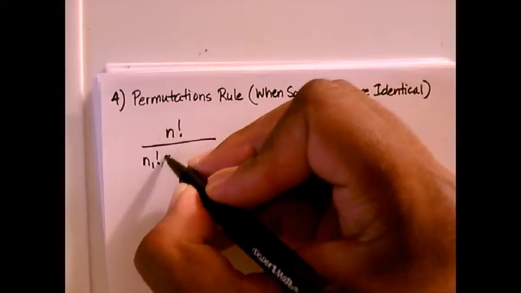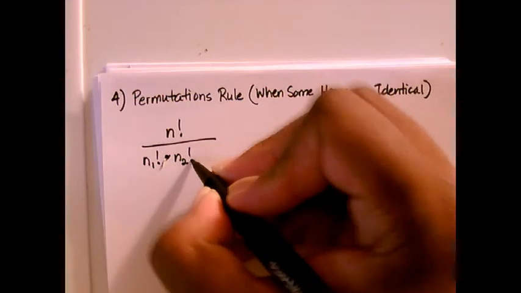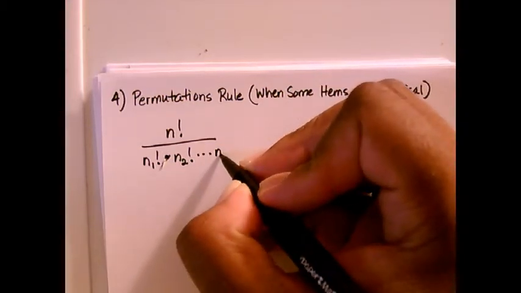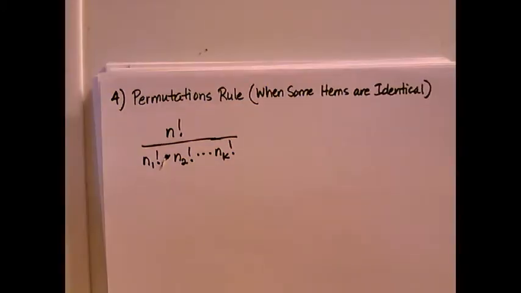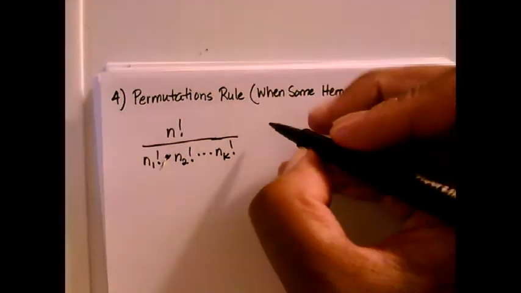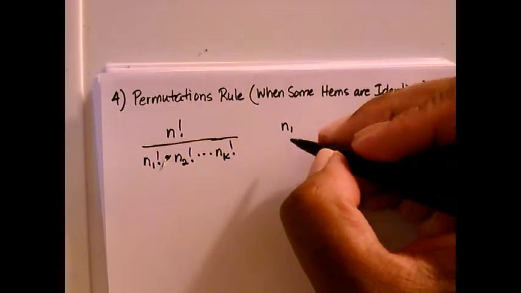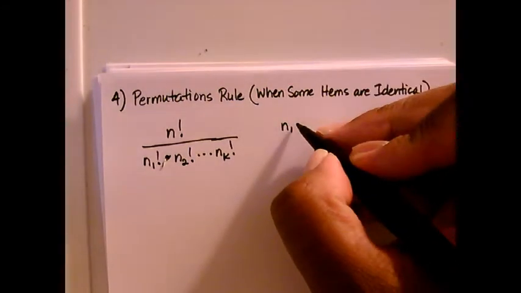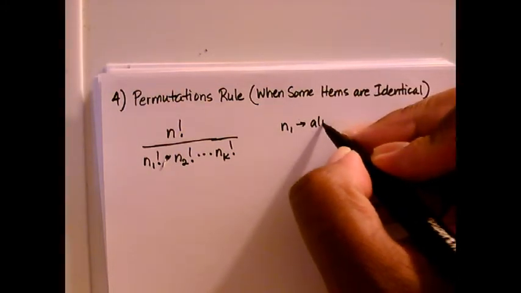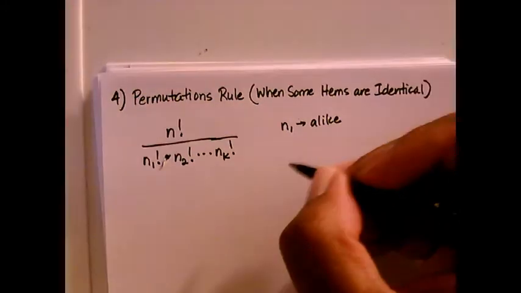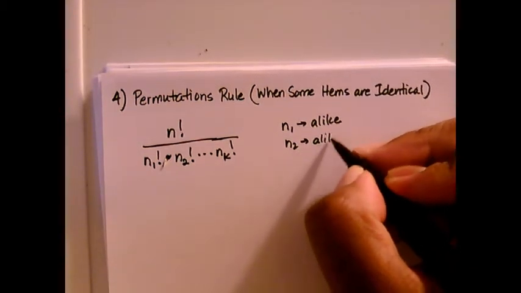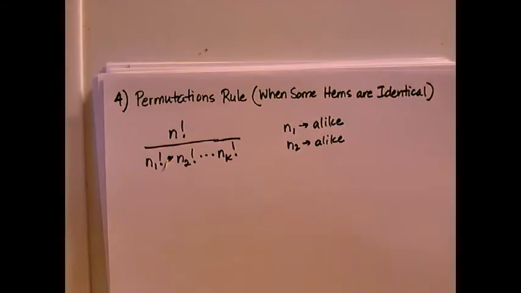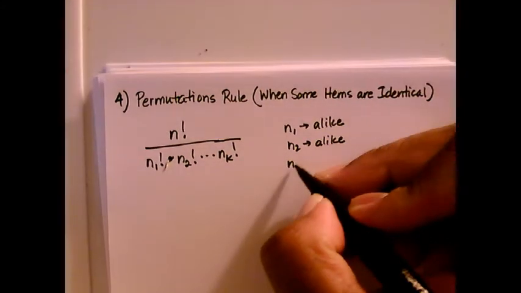n1 factorial times n2 factorial, and so on, all the way to n sub k factorial. And I need to explain what those mean. Your n1 means this, the numbers that are alike. n2 are the number of items that are alike, and so on, to n sub k that are alike.